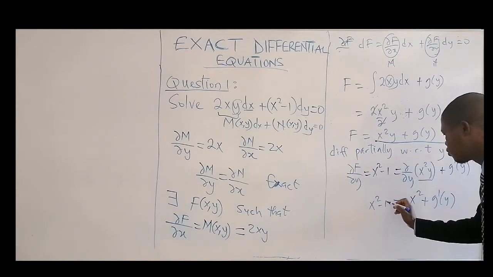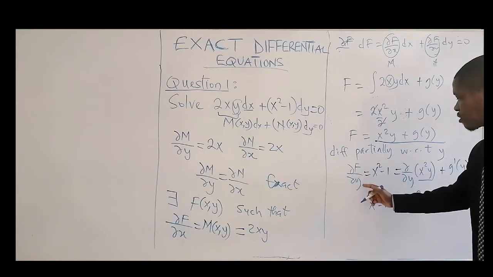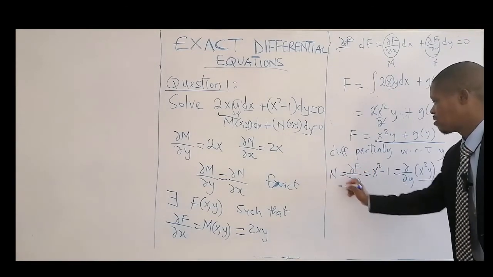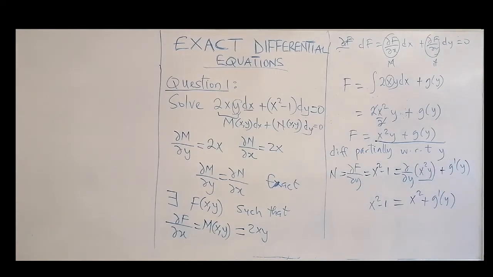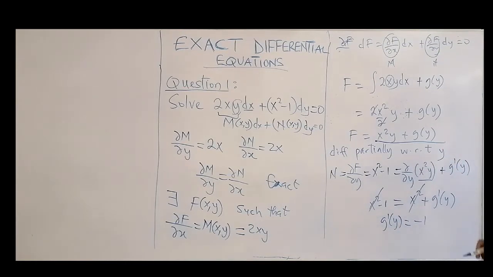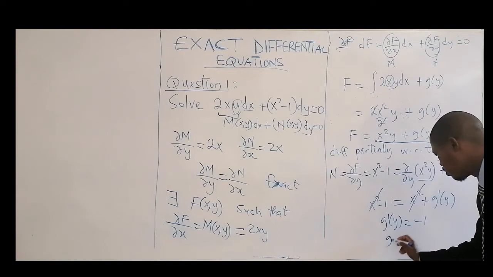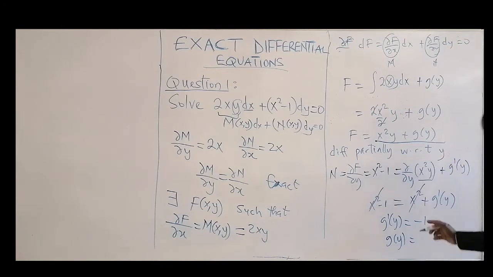x squared minus 1. Don't forget that your delta f, the partial differential of f with respect to y, is called N. And this is the value here. Then you can see this one cancels out. So I now have g prime of y equal to minus 1. Then you can now integrate this. With respect to y, you have g of y equal to the integral of minus 1 with respect to y.